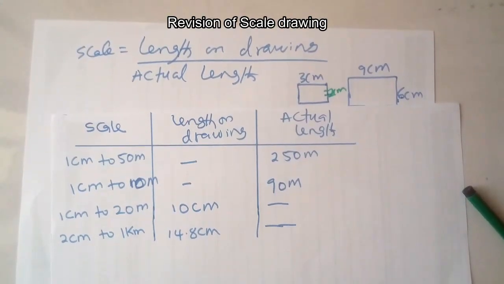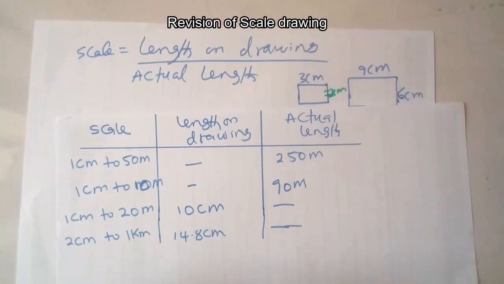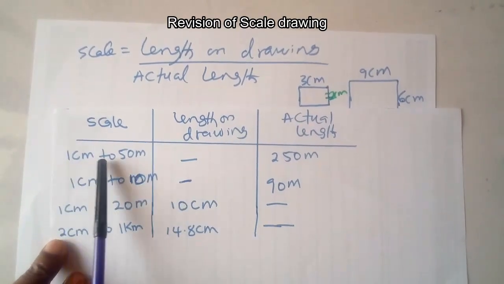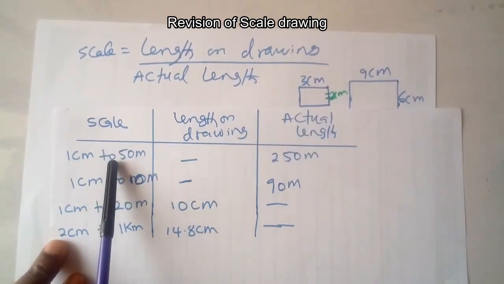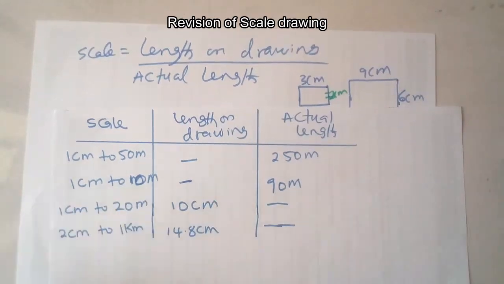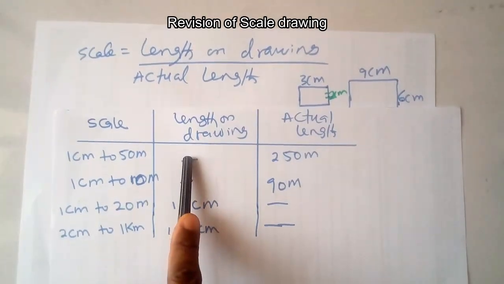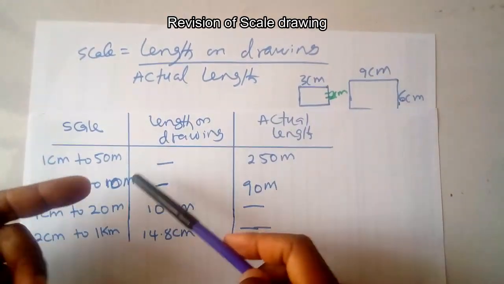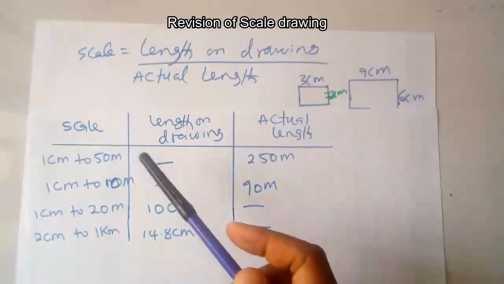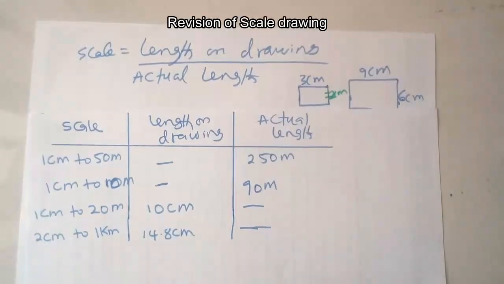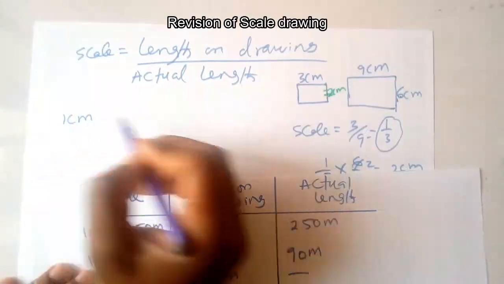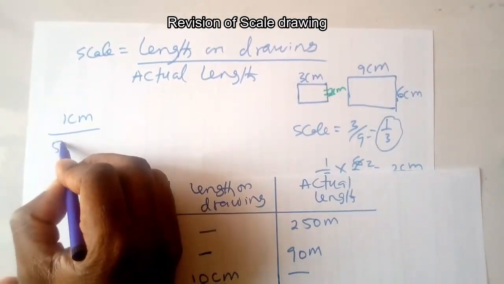Then we are going to use it to complete this table. Let's assume the scale is 1 centimeter to 50 meters, the scale used on a particular drawing, whether house, map or not. We are looking for the length on drawing. The actual length is 250 meters and we cannot draw that on paper. So how do we get the length on drawing? Let us apply the formula. The scale here is 1 centimeter to 50 meters.